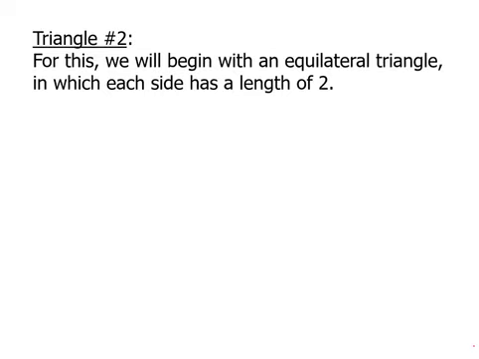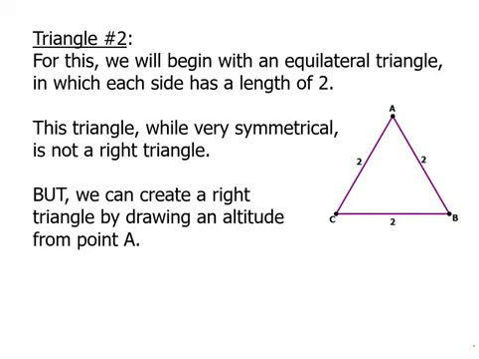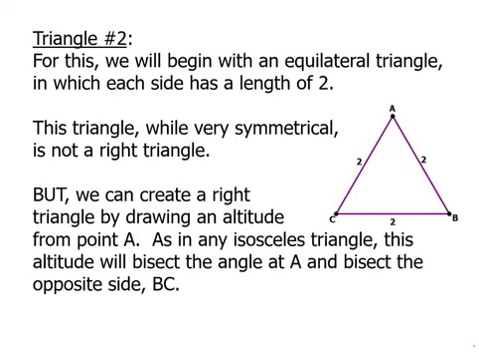The second triangle. For this, we will begin with an equilateral triangle in which each side has a length of 2. This triangle, while very symmetrical, is not a right triangle, of course, but we can create a right triangle by drawing an altitude from point A, essentially cutting the triangle in half with a line down the middle. As in any isosceles triangle, this altitude will bisect the angle at A and bisect the opposite side.